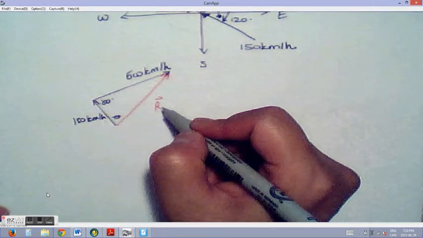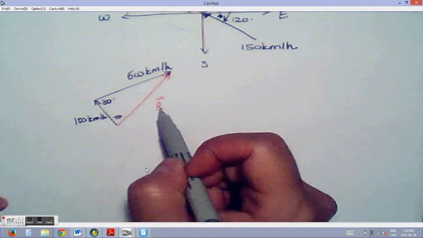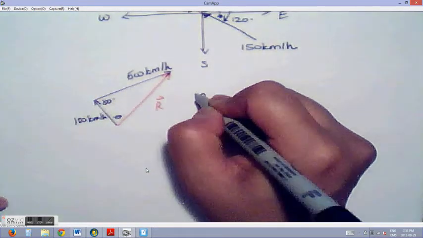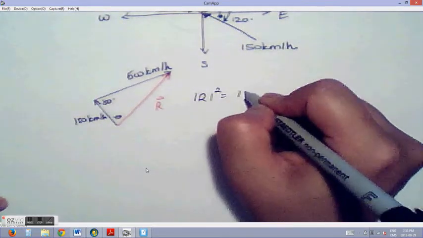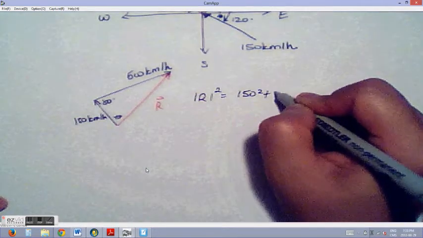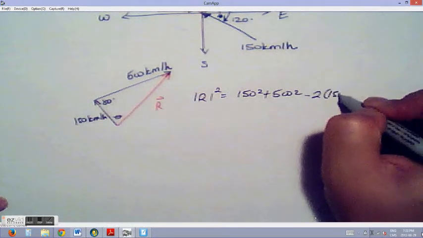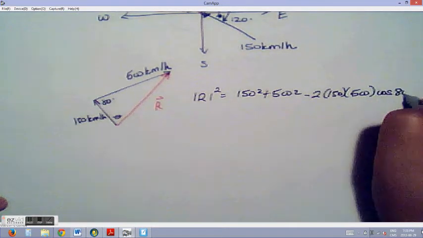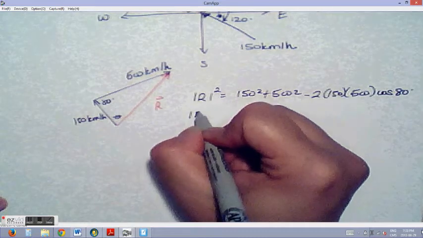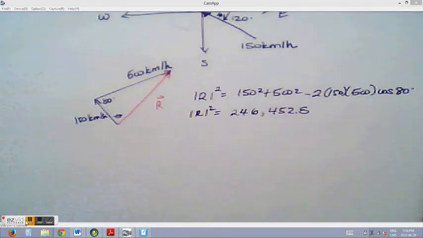Okay, so in order to find our resultant, let's see, what do we have? We have two sides, we have an angle, and across from it is our unknown: cosine law. You're going to get to like your cosine law in this unit, or dislike it. 150 squared plus 500 squared minus 2 times 150 times 500 cosine of 80 degrees. Okay, and we would simply plug that into our calculator. And that works out to be a really big number. Let's square root that.